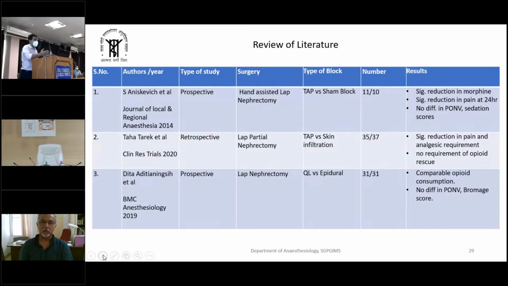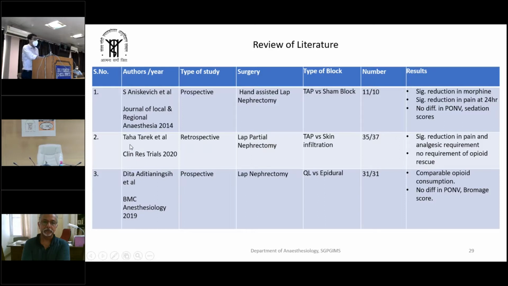Now, however, how do our results stack up against the contemporary review of literature? There are not many studies involving these blocks and this kind of surgery. There are not many RCTs. However, there are a few RCTs where they have compared these blocks with surgeries similar to our laparoscopic donor nephrectomy.